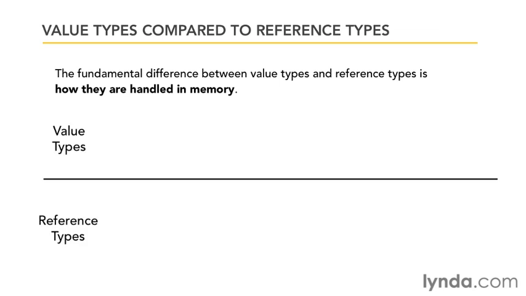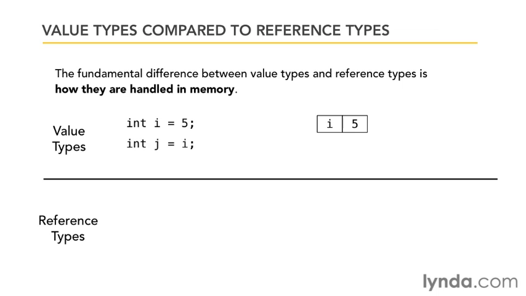So we're going to compare the value types with the reference types. Now, for a value type, let's take a really simple example. Let's suppose I have a variable i, and I declare it as an integer, and I set its value to 5. Now, when I do that, the C# compiler goes out in memory and makes a little box called i, and it puts the value 5 in it.